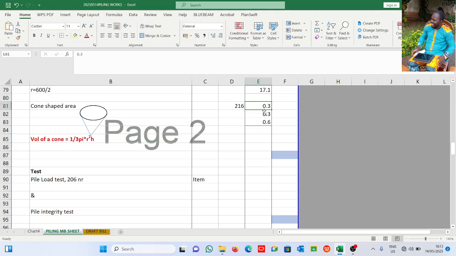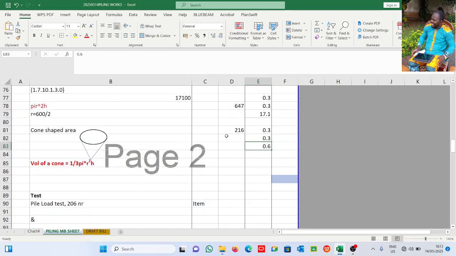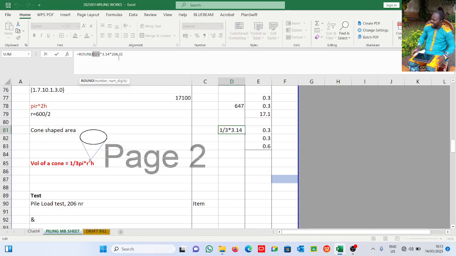So the same, this by this is pi r squared, and this and this is the r squared. This is the depth, 600 mm, which is 0.6, multiplied by the total number, which is 206, times 1/3 times pi. You see it here, 1/3 pi. This is the pi, this is the total number.